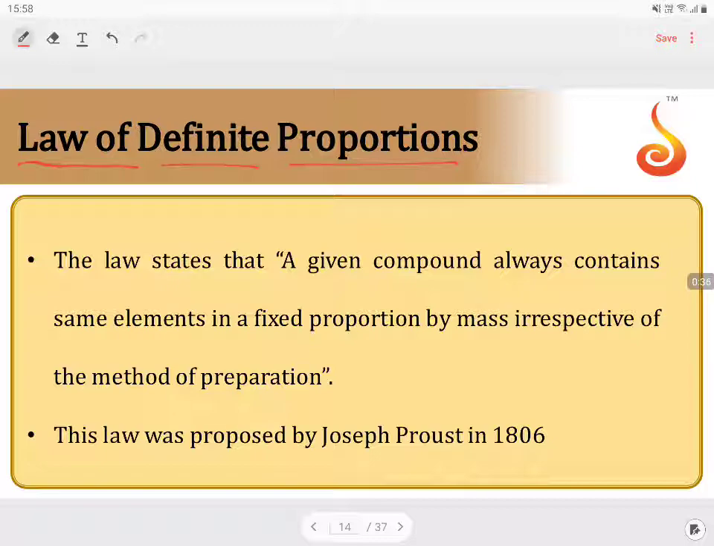The law states that a given compound always contains the same elements in fixed proportion by mass, irrespective of the method of preparation. Again, a compound always contains the same elements in fixed proportions by mass, irrespective of the method of preparation. The statement is very simple. Let us understand this with an example. Before that, who proposed this law of definite proportions? It was proposed by Joseph Proust in 1806.